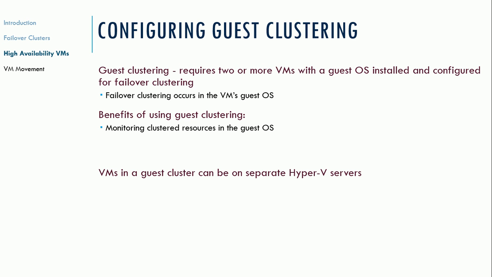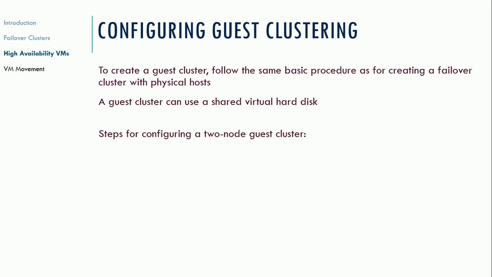Some of the benefits are monitoring clustered resources in the guest OS, Hyper-V host optimization, and host failure protection. To create a guest cluster, you're going to follow the same procedure as for creating a failover cluster with physical hosts, just like we talked about before. A guest cluster can use a shared virtual disk instead of traditional SAN storage. This is one of the big differences with virtual machines. With physical machines, we had to have a shared SAN, right? We had to use iSCSI and have a shared volume, so we used CSV to do a shared volume for clustering. But with virtual machines, we can use the storage mechanism within the virtualization.